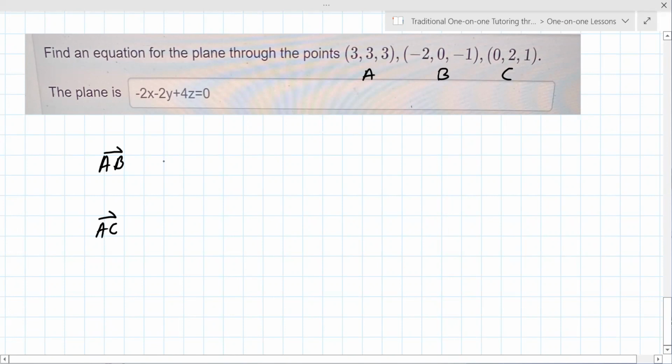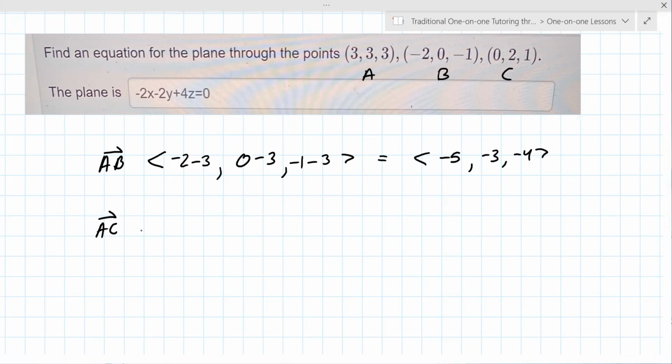So AB is the first position is -2, -3. We're using the X coordinates, 0, -3, -1, -3. And then you simplify. Having two vectors, you could take the cross product of them to find the equation of the plane they're on. You can find the normal vector, which leads to the equation of a plane. The cross product gives you the normal vector. Think of the normal vector as like the slope of a line. You still need the intercept.